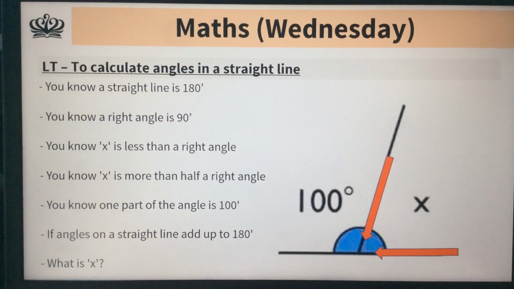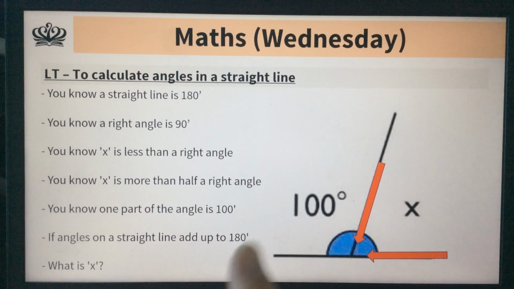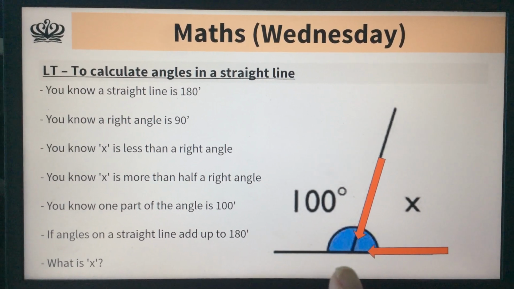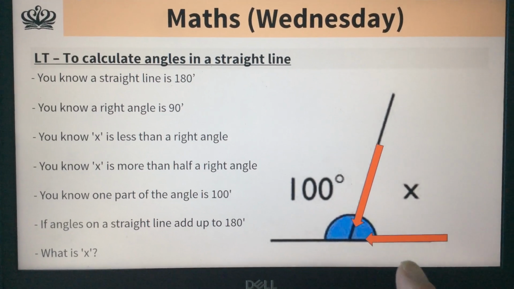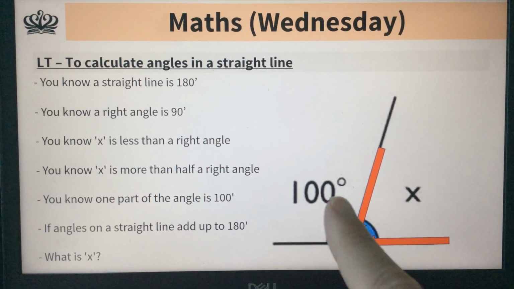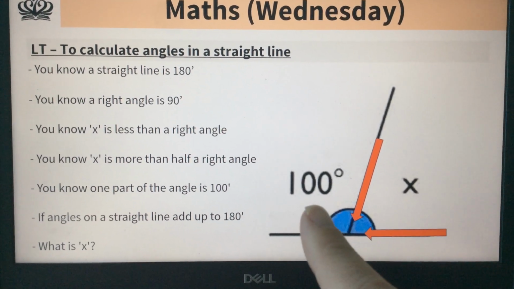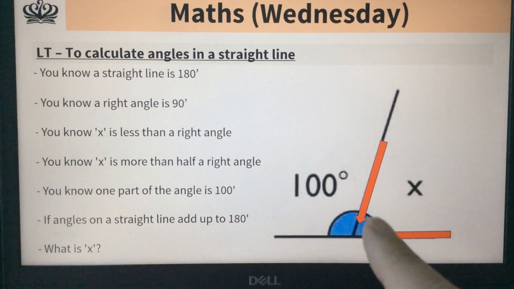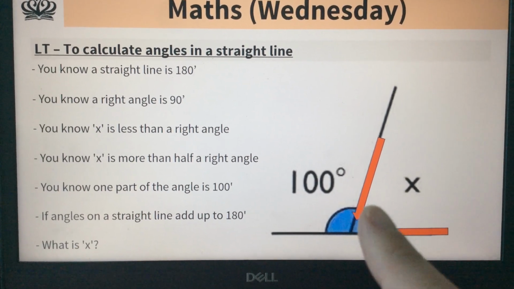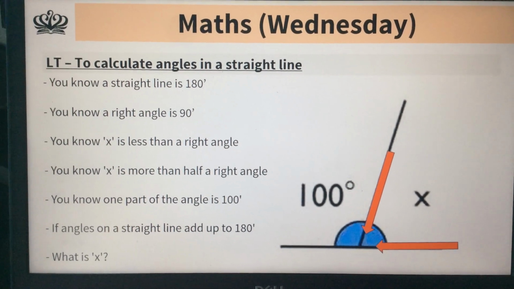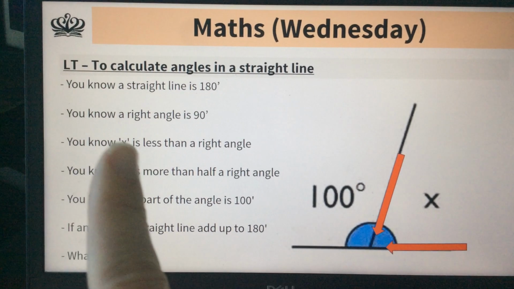So let's have a little look at this one. This is typical of the first questions that we've got today. So we've got a straight line here at the bottom, and we've got one angle here, and we know the size of this angle. And what we want to do is find the size of this angle. Now, we're not using a protractor to do this, we're going to use calculations. So let's have a quick look here.